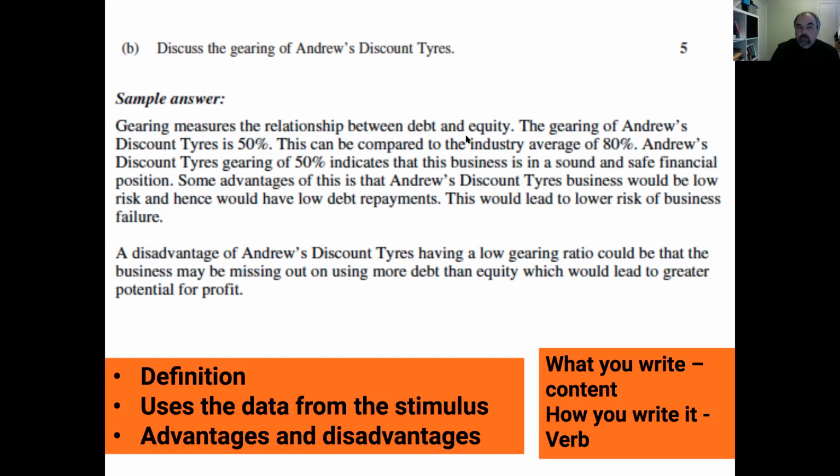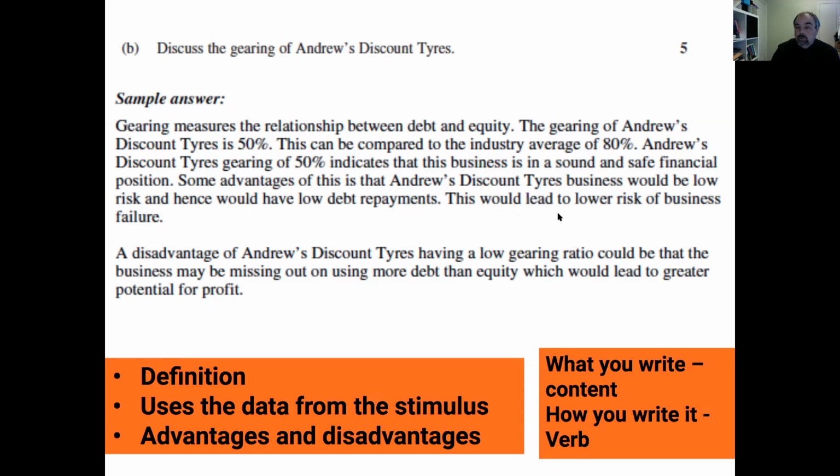So we've defined gearing as the relationship between debt and equity. The gearing of Andrew's Discount Tyres is 50%. So that's what we calculated previously. This can be compared to the industry average of 80%. Short, sharp, clear answers in terms of sentences here. Andrew's Discount Tyres gearing of 50% indicates that the business is in a sound and safe financial position. So there's an advantage there. Okay. So it's in a sound, safe position. And the advantages of this is that it would be low risk and hence would have low debt repayments. So there's the advantages of identifying that the gearing is low.